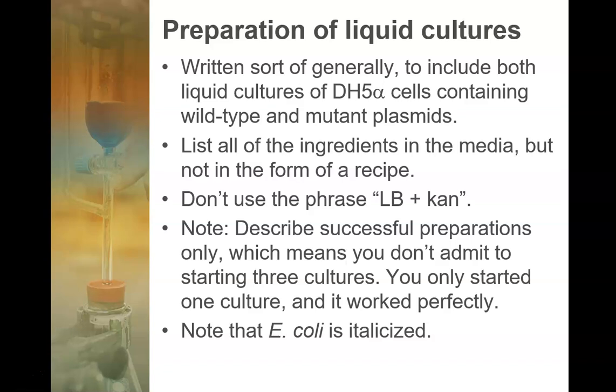When you prepare the liquid cultures, again, write it generally to include the DH5 alpha cells containing the wild type and the mutant plasmids. List all of the ingredients in the media. Don't provide a recipe. Just give the final concentrations. Don't use the phrase LB plus kan. We use that in our notebooks. It's a little too informal for a paper.